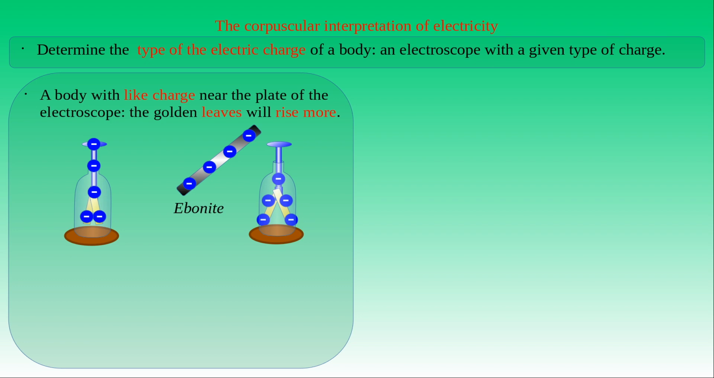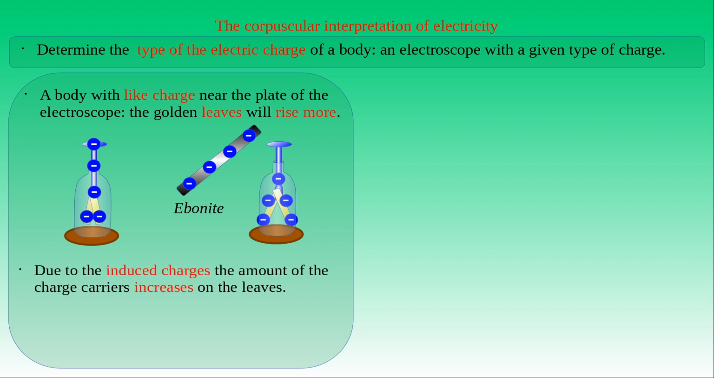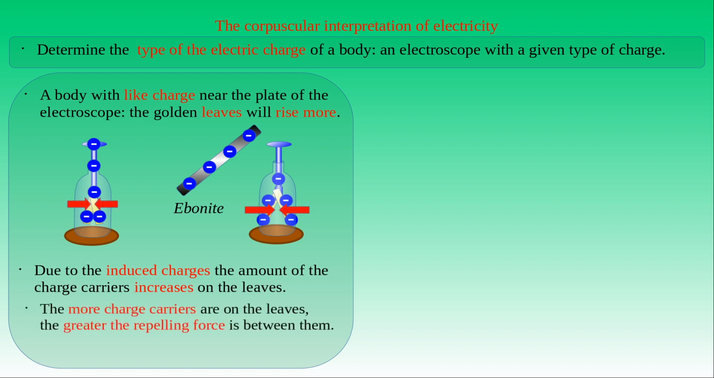We can explain this result based on the corpuscular theory. Due to the induced charges in the electroscope, the amount of the negative charge carriers increases on the leaves. But we also know that the more charge carriers on the gold leaves are, the greater the repelling force between the stripes is. Therefore the leaves rise further.